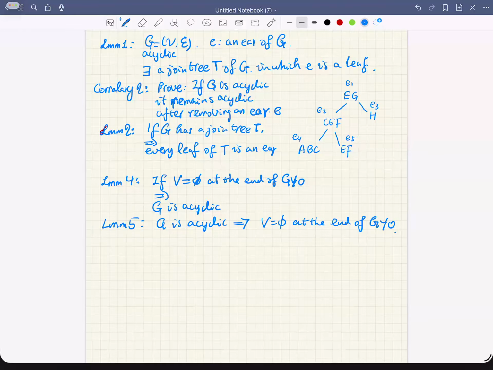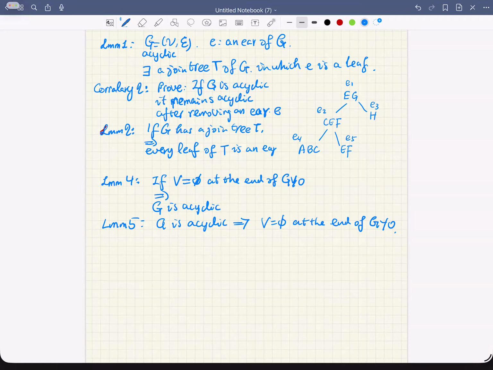Good. So what GYO does is to remove an ear, an arbitrary ear, of course. But we proved in corollary number 2 that if you remove an ear from the hypergraph, acyclicity is preserved. And therefore, if you go into the beginning of the second iteration of GYO, GYO must still be looking at an acyclic graph. And for that acyclic graph, there must be another ear. So GYO will have to perform a second iteration.